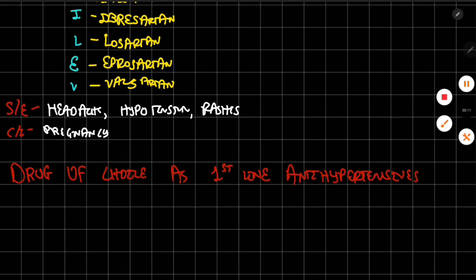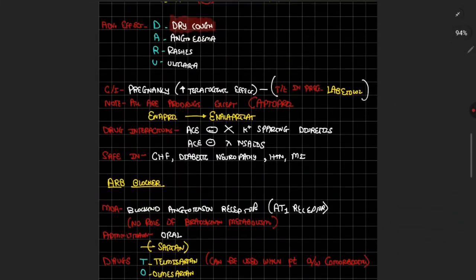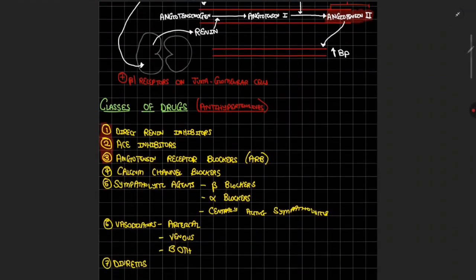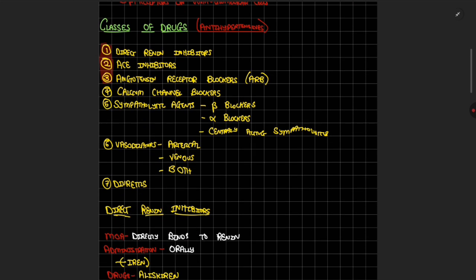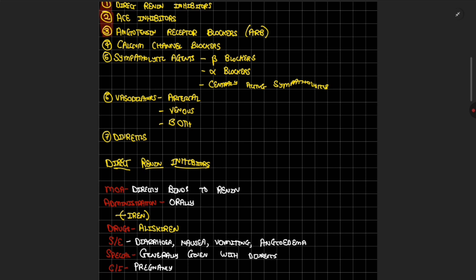So that's it for this video. We have seen the 3 classes: direct renin inhibitors, ACE inhibitors and ARB blockers, and the rest of the classes will be continued in the next video.